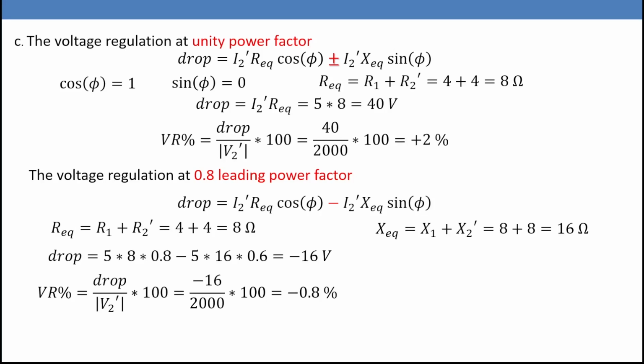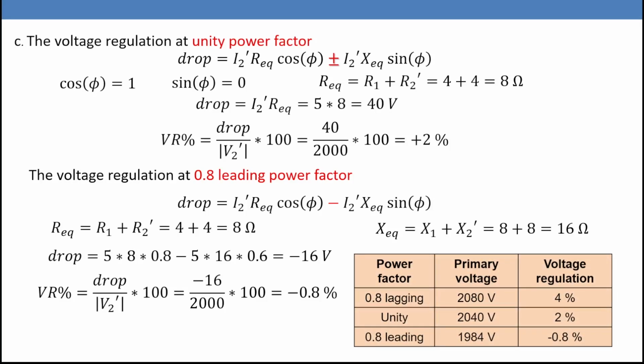Let us summarize the three cases for the power factor. When the power factor is 0.8 lagging, the primary voltage is 2080 volt and the voltage regulation is 4%. For the unity power factor, it will be 2040 volt and the voltage regulation is 2%. In the case of 0.8 leading power factor, the primary voltage is 1984 volt, which is lower than the secondary voltage referred to the primary side, and the voltage regulation will be minus 0.8%.